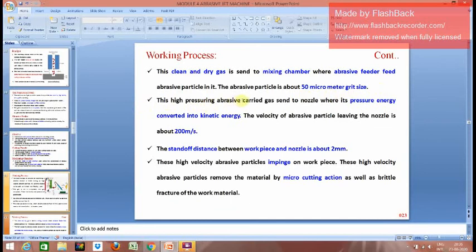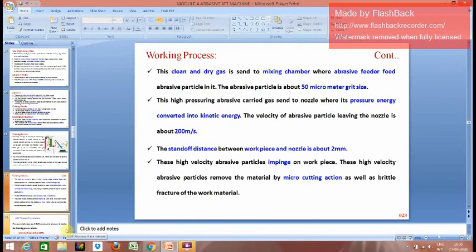This high pressure abrasive carried by the gas is sent to the nozzle where its pressure energy is converted into kinetic energy. This is the conversion over here where the pressure energy is converted into kinetic energy. The velocity of the abrasive particles leaving the nozzle is about 200 meters per second. The stand-off distance between the workpiece and the nozzle is about 2 mm. These high velocity abrasive particles impinge on the workpiece. They remove the material by micro cutting action, which I have already discussed, as well as brittle fracture of the work material.